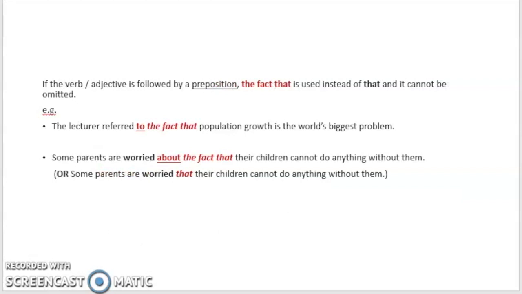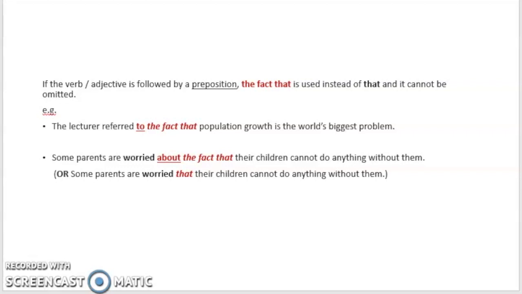One important rule to remember is that if the verb or adjective is followed by a preposition, the fact that is used instead of that, and it cannot be omitted. In other words, when we have a preposition after the verb or the adjective, we need to use the fact that instead of that, and it cannot be omitted.